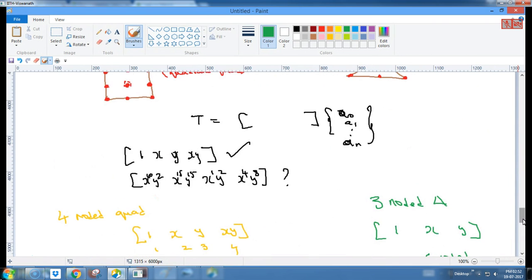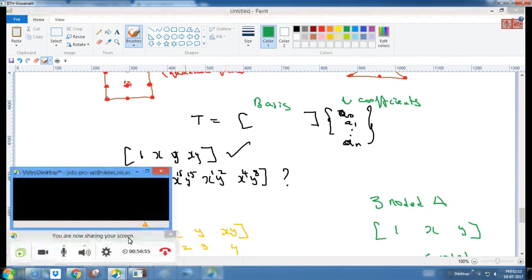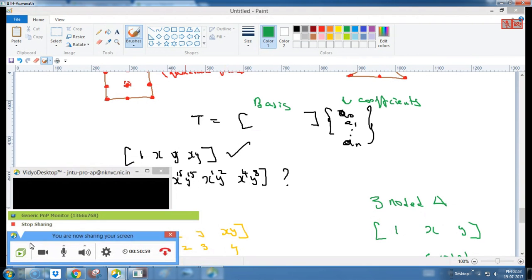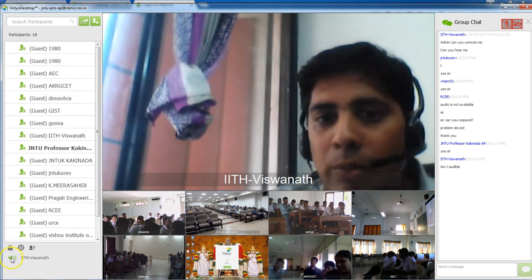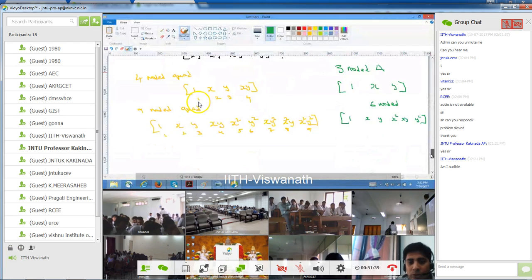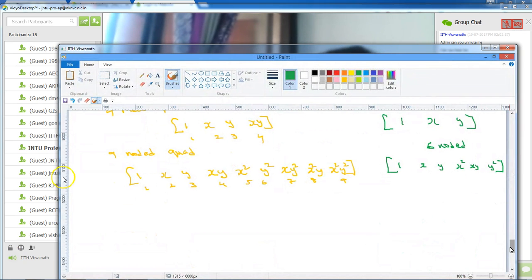So this is the choice of basis, and this is the coefficients. Okay, so let me see, I'm getting a few questions, I guess. Please stop me. I'll be happy to answer this thing.